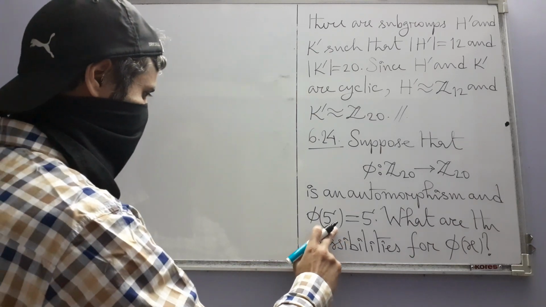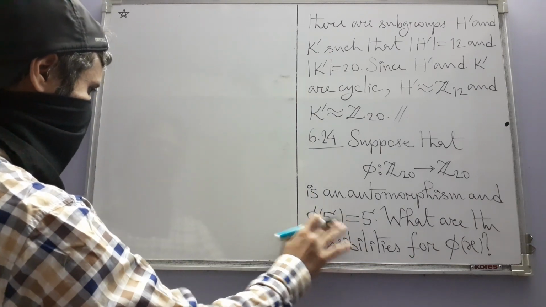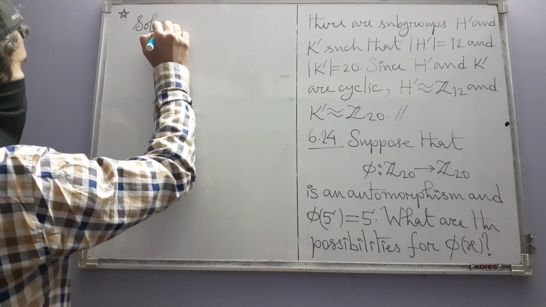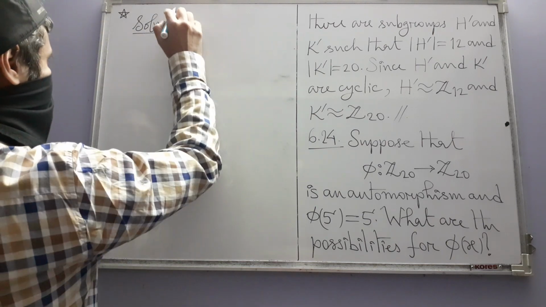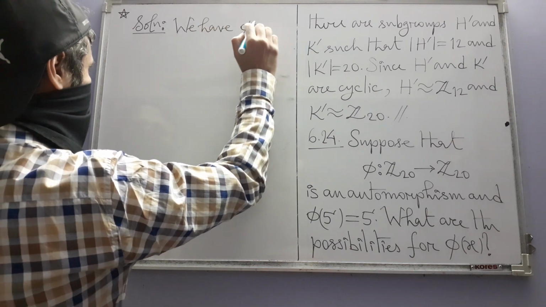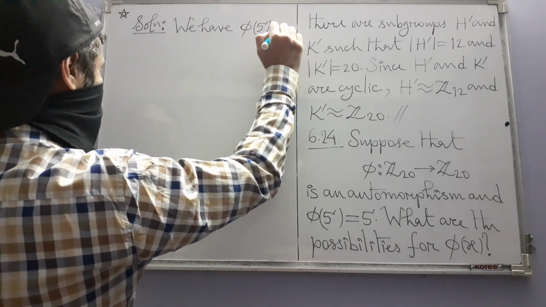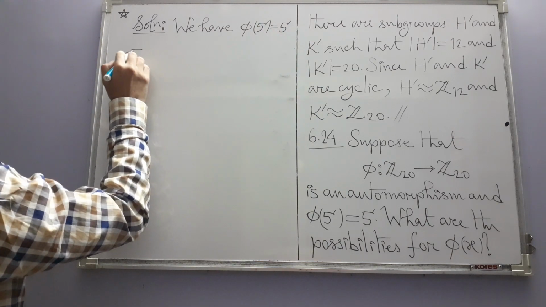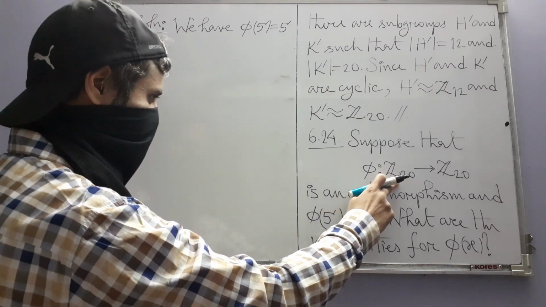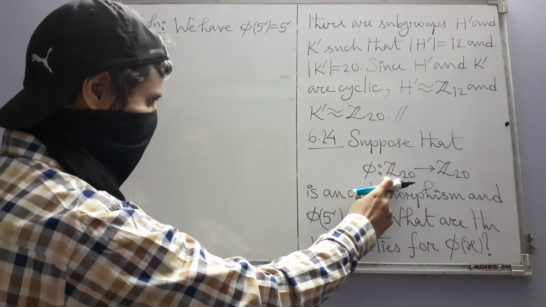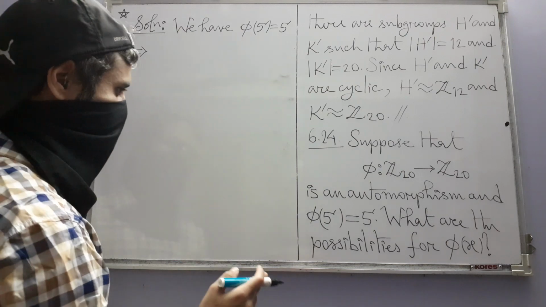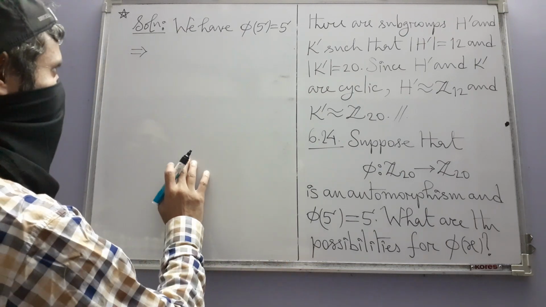Okay, so we will start from this hypothesis that is given. This implies what? Because we are in an additive group, the binary operation in this group is addition modulo 20, and phi is an automorphism. So phi is going to respect that binary operation.